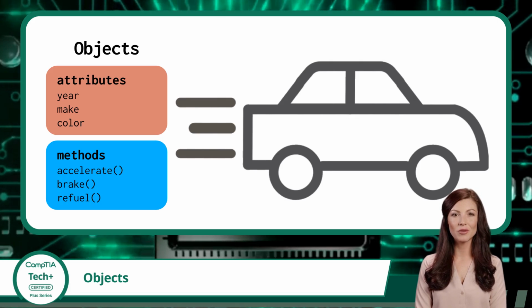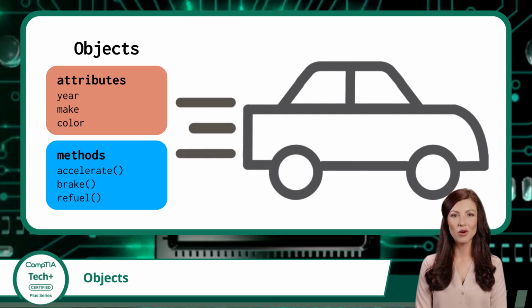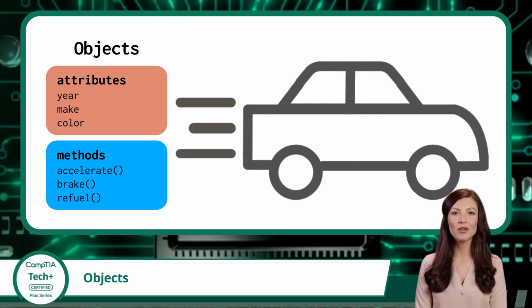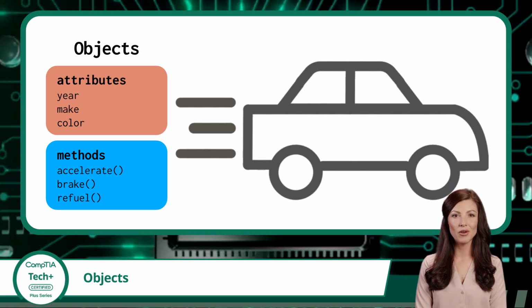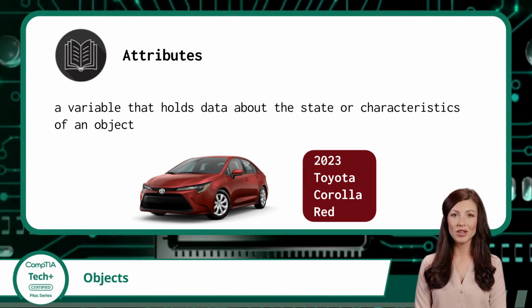Before we dive into the technical terms, take a moment to think about how we describe and interact with real-world objects. When you look at a car, you naturally notice things like its color, make, and model. You also know it can perform certain actions, like speeding up or coming to a stop. In programming, we use similar ideas to describe and control objects. So let's begin with what an object knows.